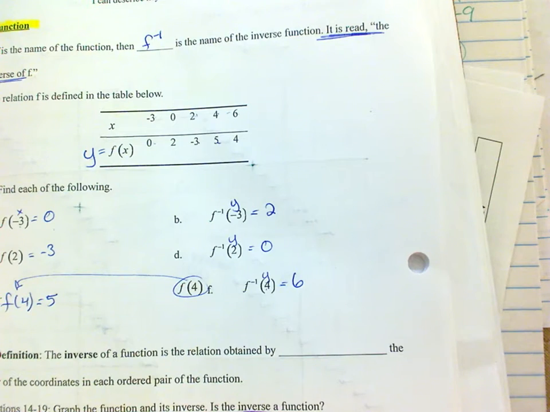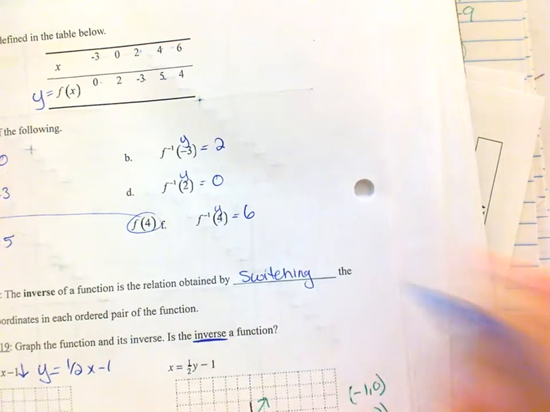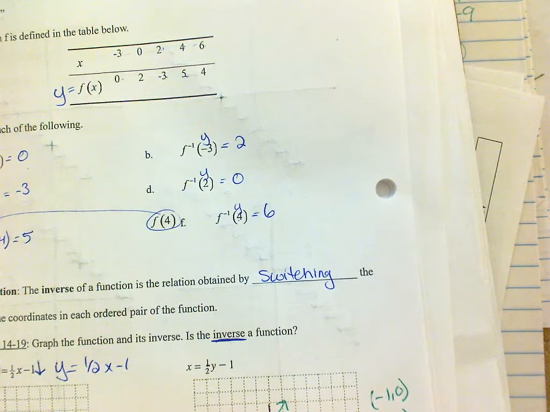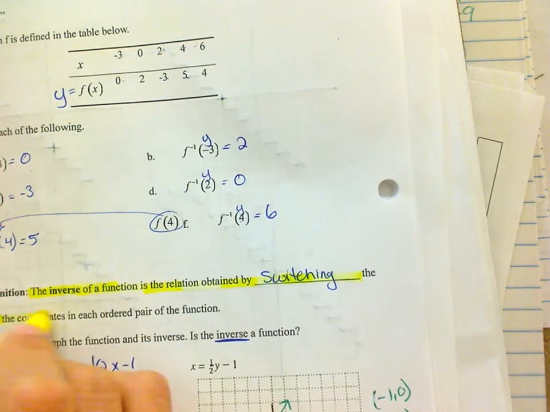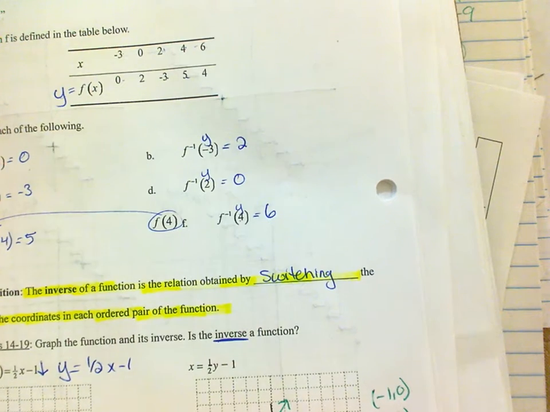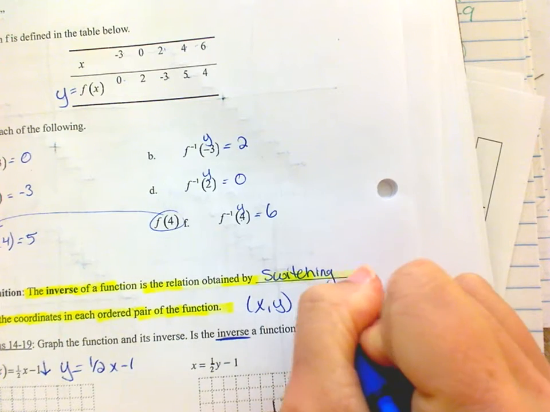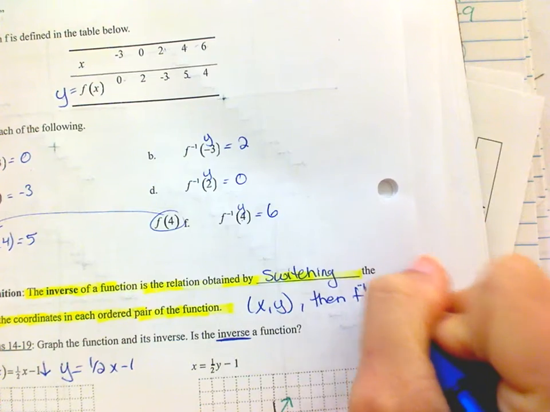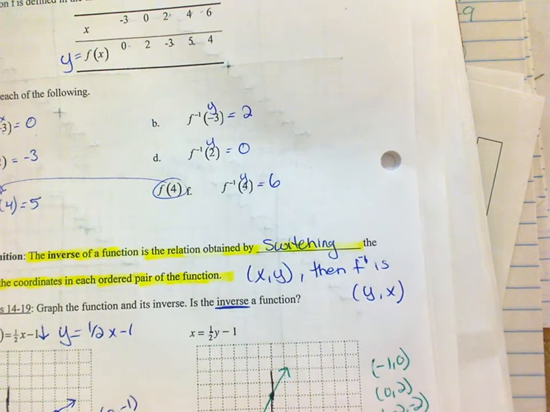13. Definition. The inverse of a function is the relation obtained by switching the order of the coordinates in each ordered pair of the function. That is super important. It's what we're going to do. We are just going to switch the order of the coordinates. So if you have x, y, then the inverse is y comma x. And it's really that easy.